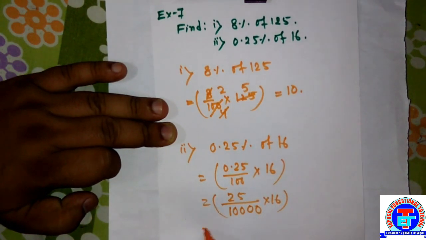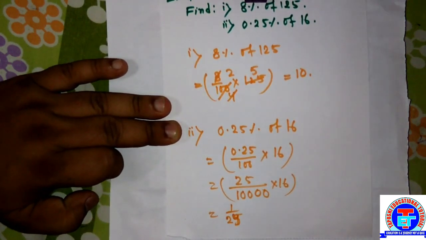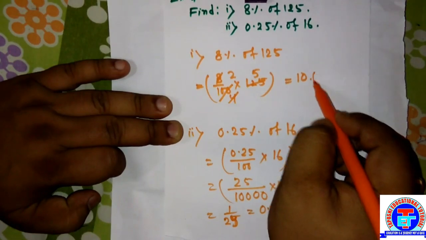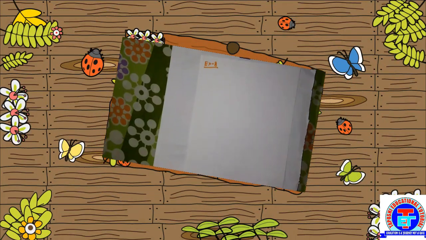It will become 1 by 4, 1 by 25, 1 by 25, right? That means it will become 0.04. This is the answer, right? Hope you clearly understand, right student?